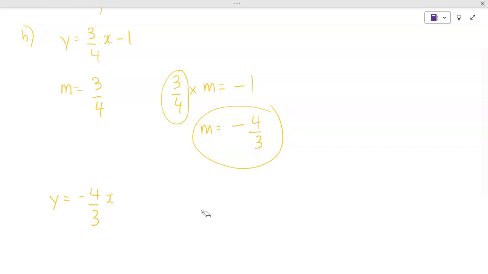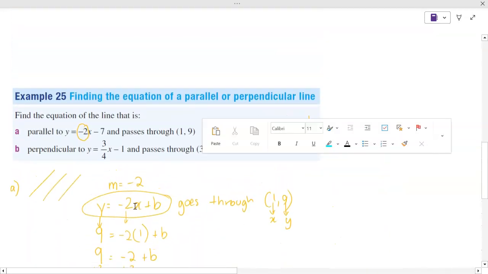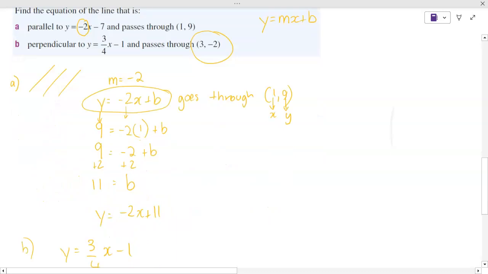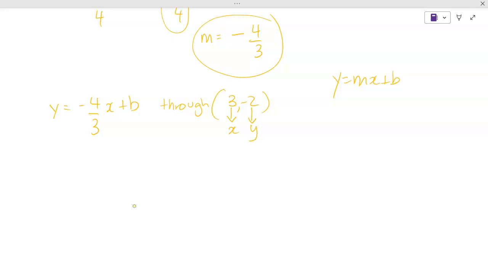Oh, sorry, not minus 1, plus b, because it's got to be of the form y equals mx plus b. Nearly got it wrong. So there's our gradient, minus 4/3, of the perpendicular line. I need to find that b because it's got to go through the point. Go back to the equation here, 3, minus 2. It's got to go through 3, minus 2. If 3 is my x and minus 2 is my y, I'm going to pop those in my equation. So my y becomes minus 2 equals minus 4/3 times my x, which is 3, plus my b.